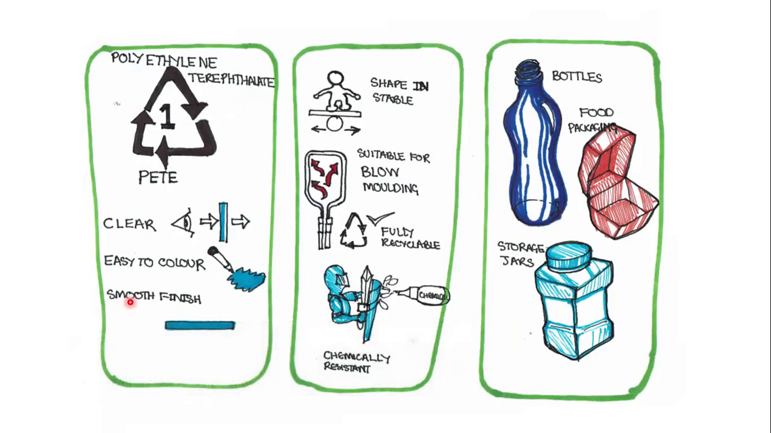Okay, so the first one is PETE, or polyethylene terephthalate. This is a clear plastic, easy to color, has a smooth finish. The shape is quite stable once it's been formed. It can be blow molded into bottles. It's fully recyclable, and it's chemically resistant. And you can make bottles, food packaging, storage jars, and so on.